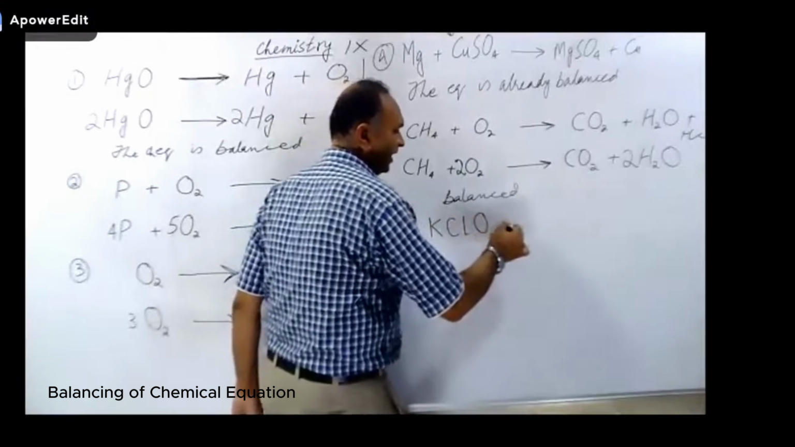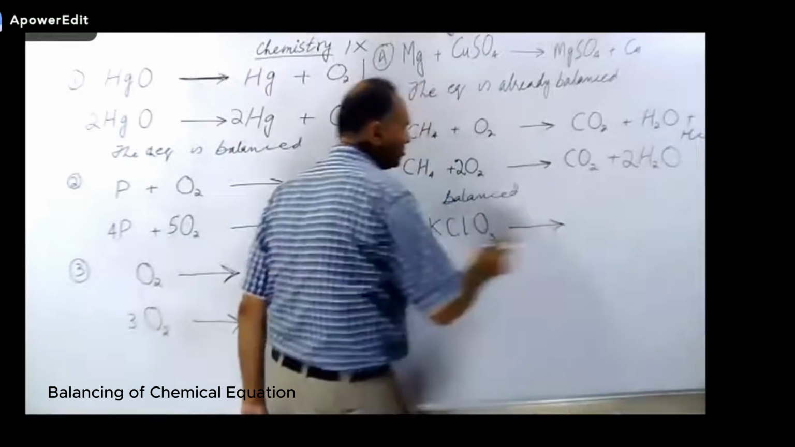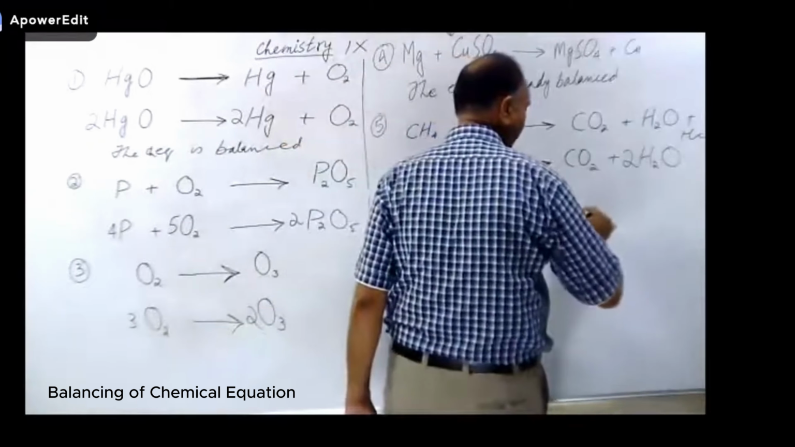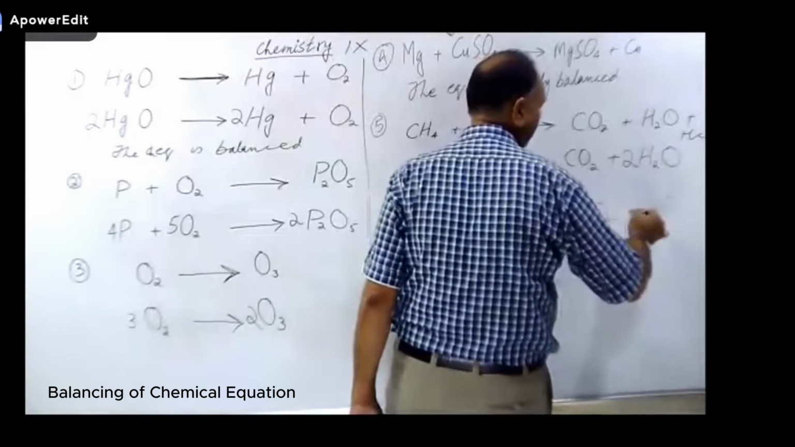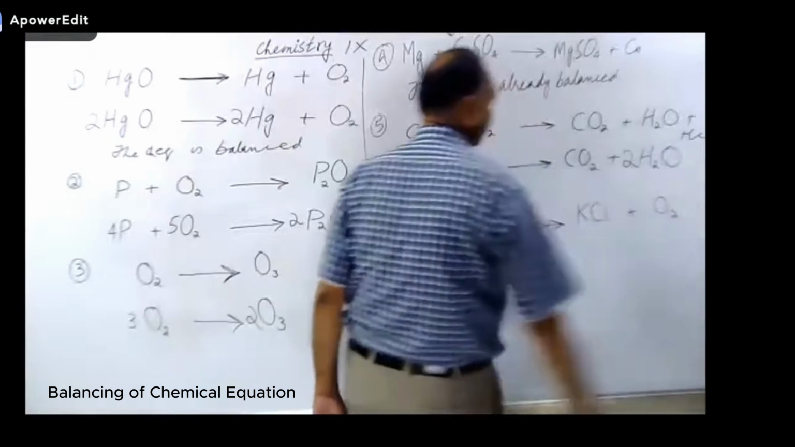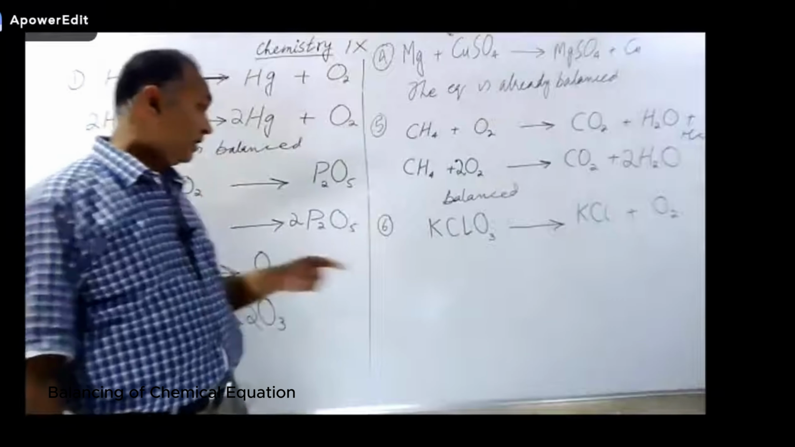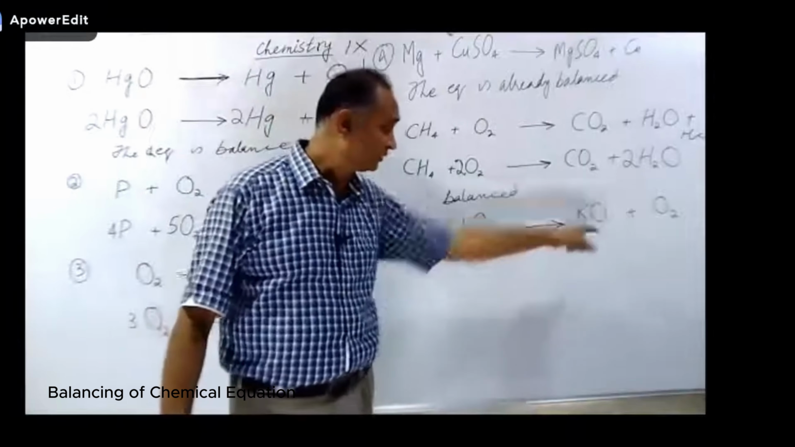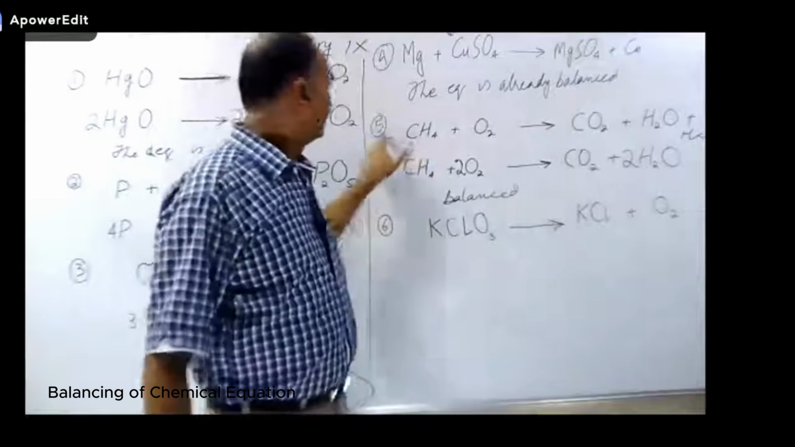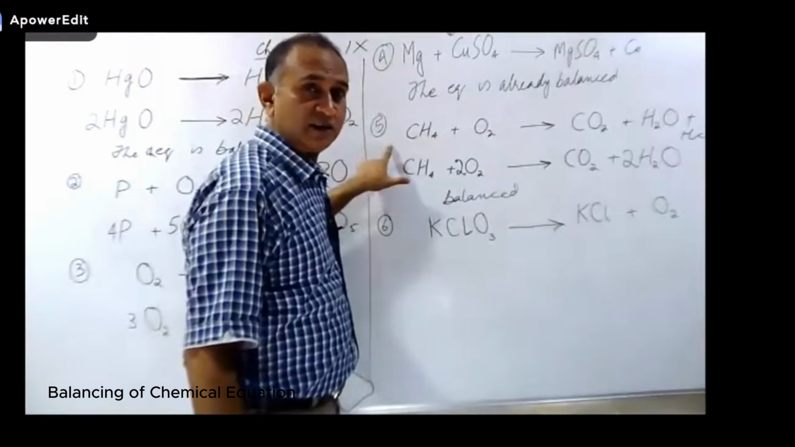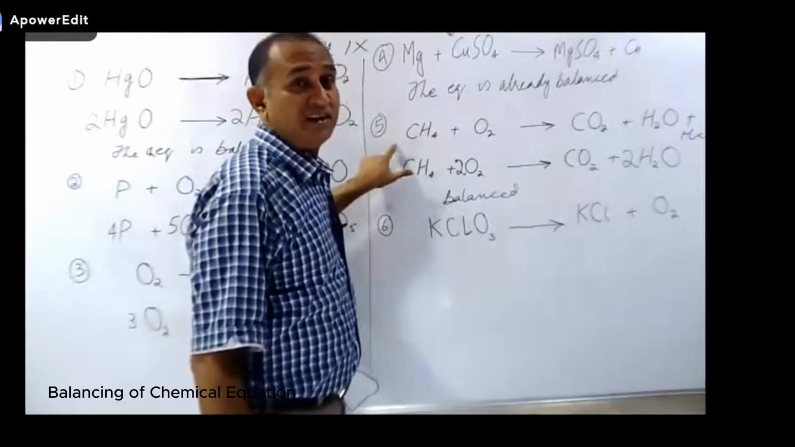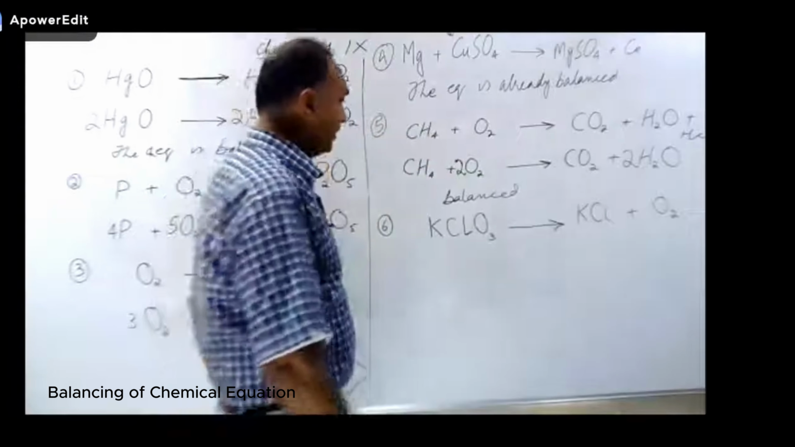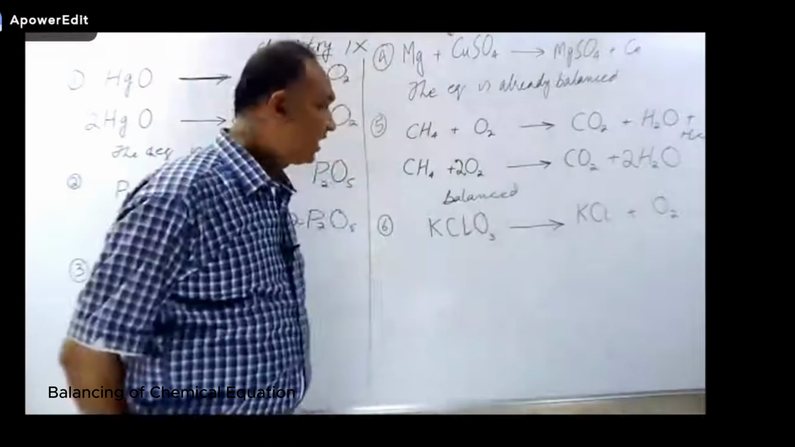KClO3. Its name is potassium chlorate. When you heat it, it will convert into something else. It's also a decomposition reaction. Number 5 is a combustion reaction, because oxygen is combining over here. Okay? Now let's check.